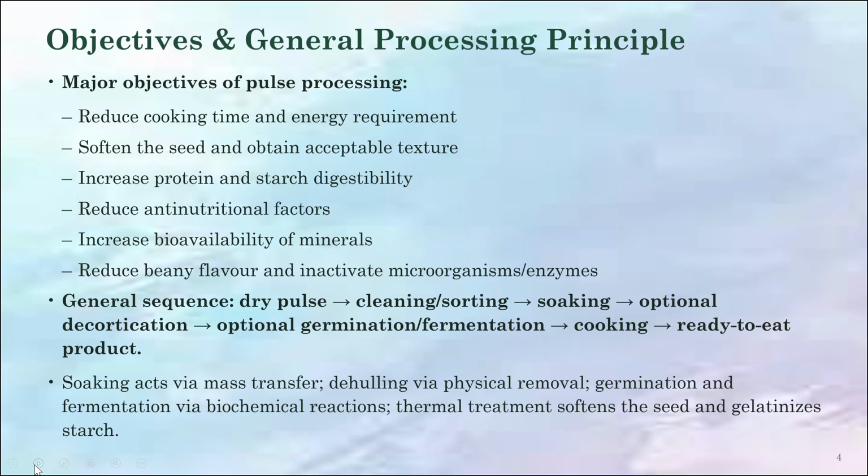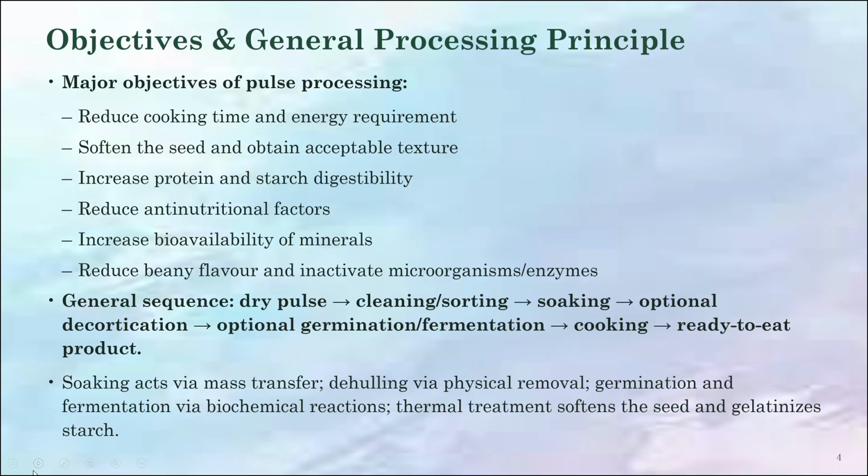The sequence involved in processing is: dry pulse, which is cleaned, sorted, and then goes into the soaking procedure, optional decortication for some legumes, and optional germination or fermentation according to the need, cooking, and ready-to-eat product.